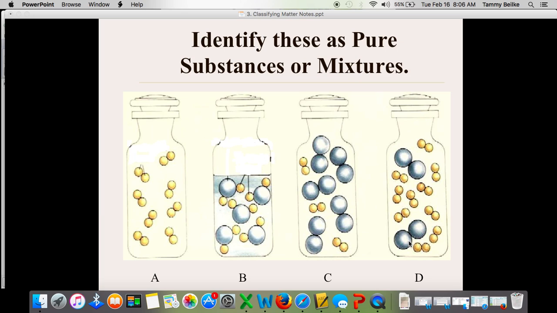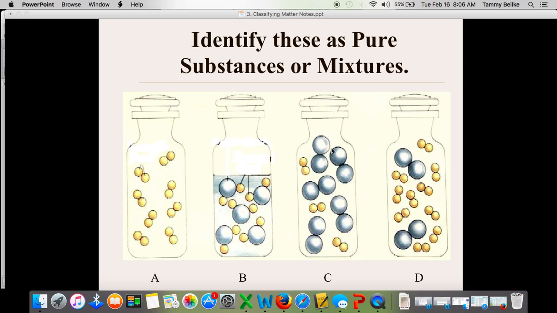Alright, so let's look at this one. We've got identify as a pure substance or a mixture. So in the jar A, we already identified that it was an element in the first set. So if it's just an element, it must be a pure substance. In this jar, we identified this one previously as a compound. Well, what's a compound? Can you separate the gray from the yellow? Not without changing the identity. So this is actually a pure substance as well, even though it has two different elements.